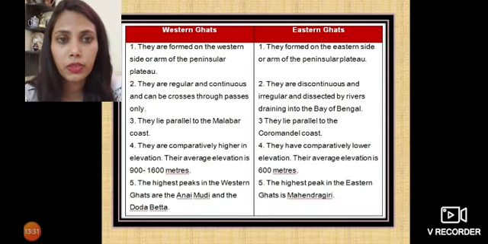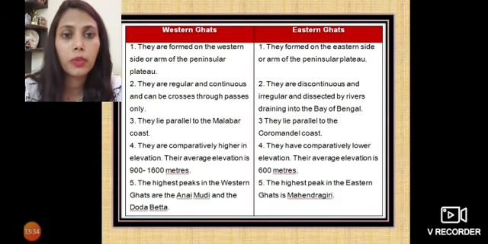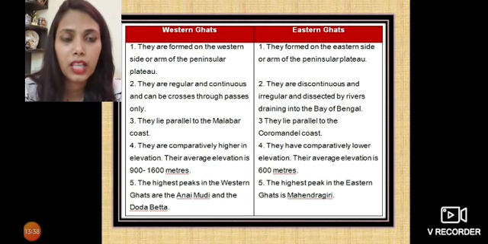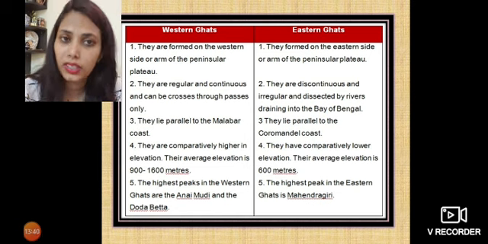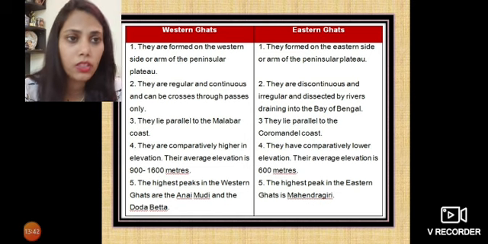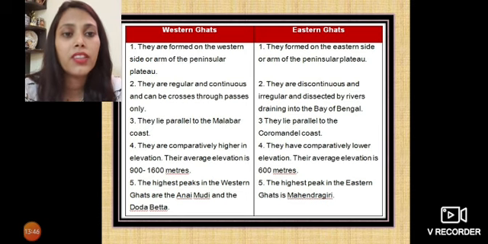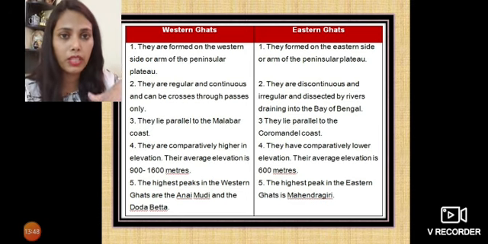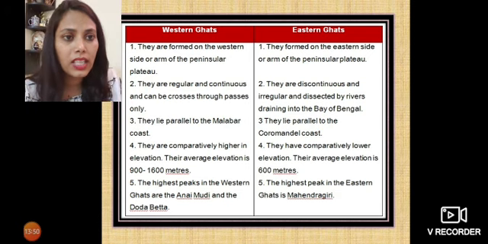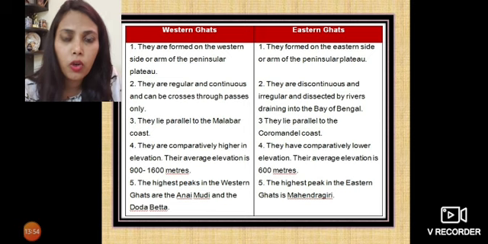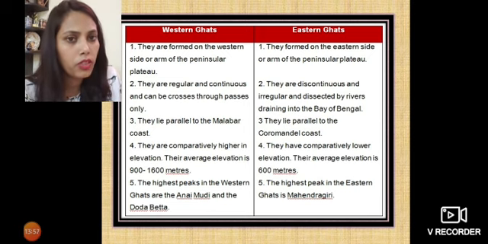Next is the difference between Western and Eastern Ghats. This you should know because it comes in exams, how to differentiate between Western and Eastern Ghats. So the Western Ghats are on the western side of the Peninsular Plateau. Eastern Ghats are on the eastern side. Western Ghats are regular and continuous, means they are not broken in the middle, there are no breaks. But Eastern Ghats are not continuous. Western Ghats are parallel to the Malabar coast or parallel to the Western coastal plain. You can write like that. Eastern Ghats are parallel to Coromandel coast.